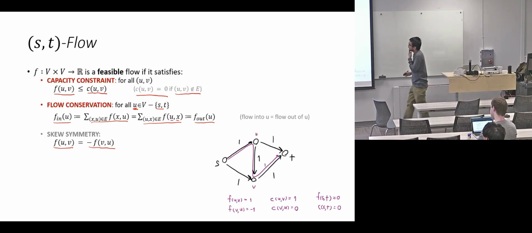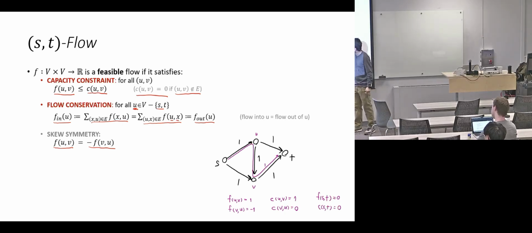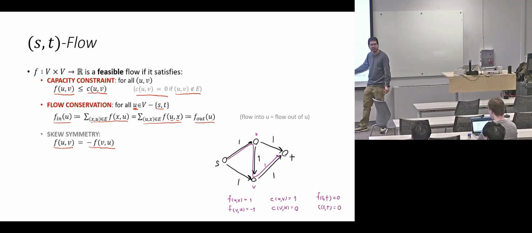So for this example, you can see that if this is a graph and this is a flow, all of these purple edges have 1 unit of flow. So the flow from U to V here would have 1 unit. Capacity is 1. So it does respect the capacity.